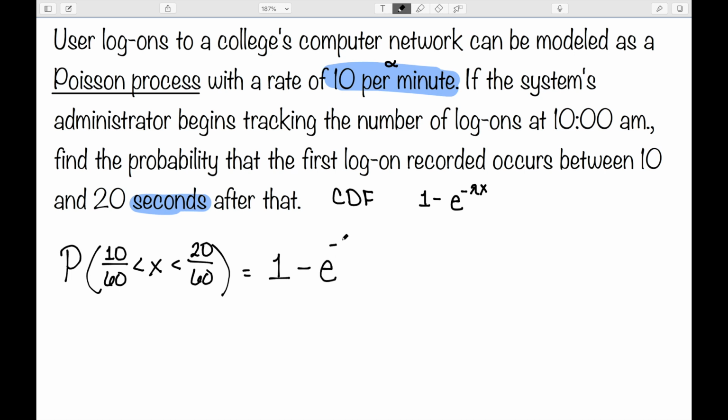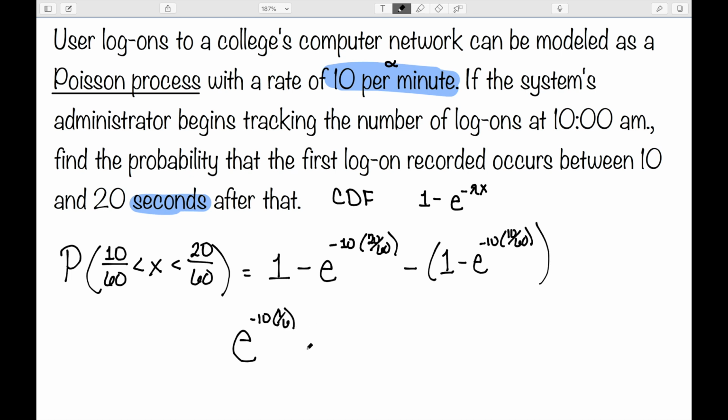1 minus e to the negative 10 times 20 over 60, minus 1 minus e to the negative 10 times 10 over 60. And if we rework this, we get e to the negative 10 times 1 over 6, minus e to the negative 10 times 2 over 6, which works out to be 0.1532. So the probability that the first login recorded occurs between 10 and 20 seconds is 0.1532.